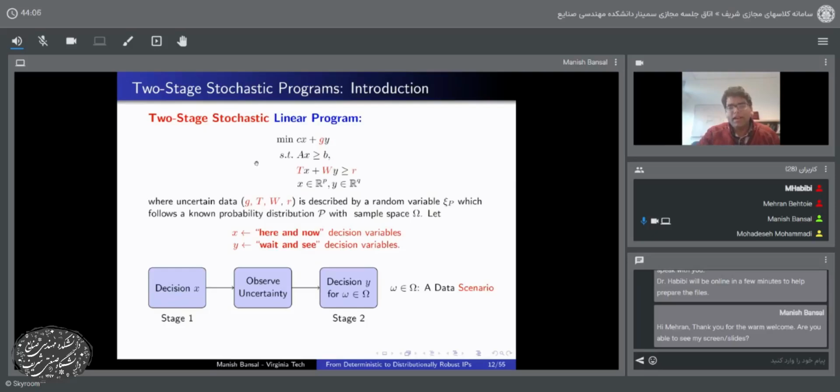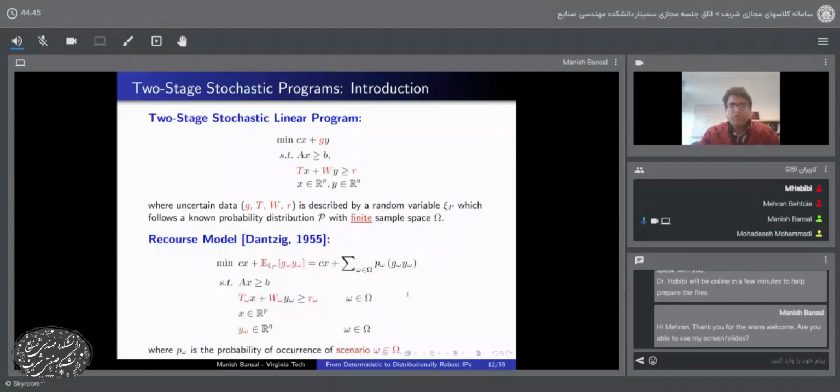So how should I decide how much to procure, referred to here as the here-and-now decision variable, that I have to decide now, so that my wait-and-see decision, the decision made after the realization or observation of the uncertainty, can be made effectively. So I have stage one where I am making decision x. Once I observe the uncertainty, we have stage two where the decisions are made corresponding to each data scenario. Here omega denotes the specific data scenario which belongs to this sample space big omega.